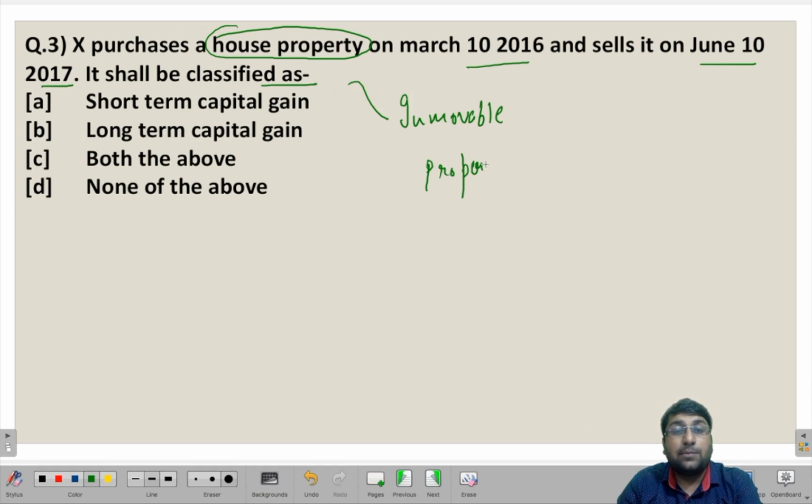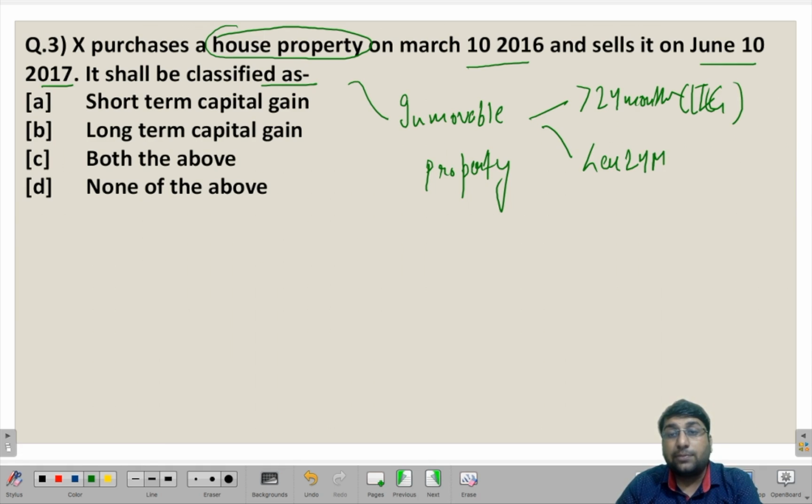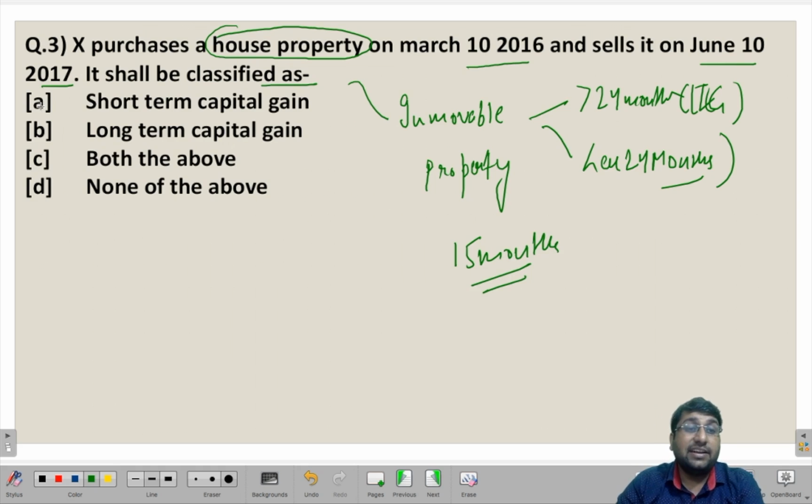While we were discussing the categorization of capital assets into short-term and long-term, I had told you that where it's more than 24 months, that is 2 years, it will be a long-term capital gain, and where the time period is less than 24 months, it would be short-term capital gain. We can clearly see here that the time duration is from March till June 2017, that is approximately 15 months. So the period is less than 24 months, and hence the clear cut answer is A, that is short term capital gain.